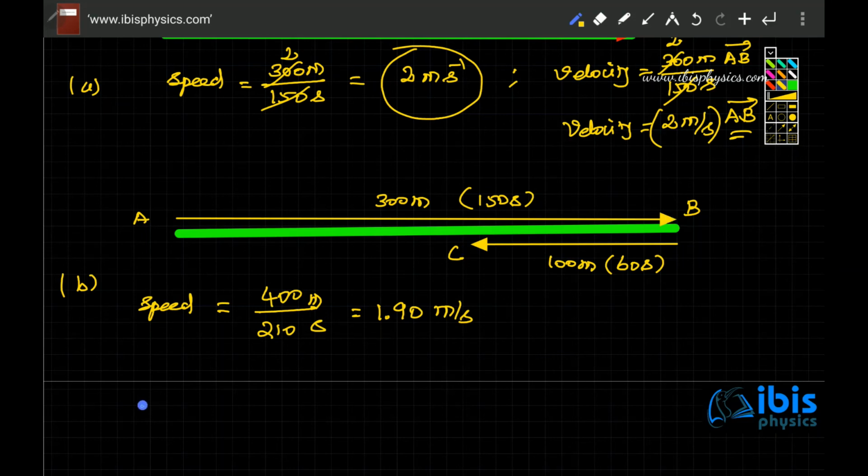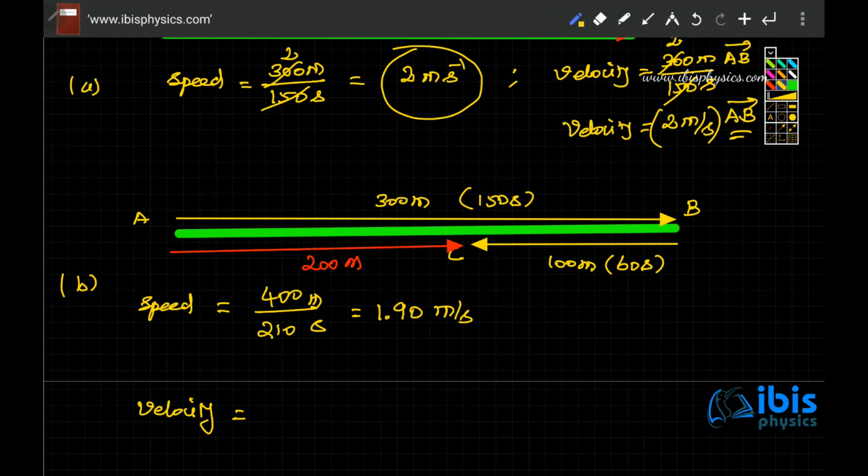What about the second thing? What about velocity? Velocity is, he started from A, went to B, but he came back to C. Velocity is the shortest distance from the initial point to the final point. This was his initial point, and finally he came to C. So this is the shortest distance from the initial point to the final point. So this is 300, this is 100, so the remaining distance is only about 200 meters.